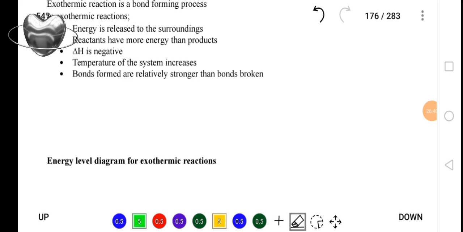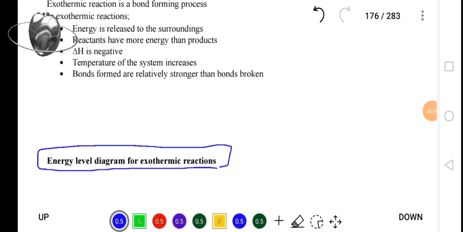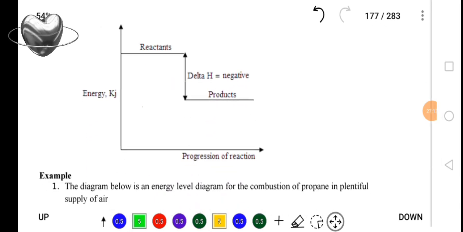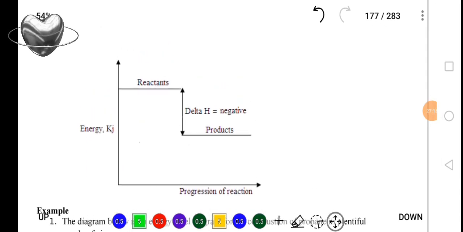A graphical presentation of exothermic reactions. We call that energy level diagrams or energy level profiles. How are you going to demonstrate an exothermic reaction using a diagram? We have a diagram here. We said, on the characteristics, we said the energy of the reactants will be greater than the energy of the products.